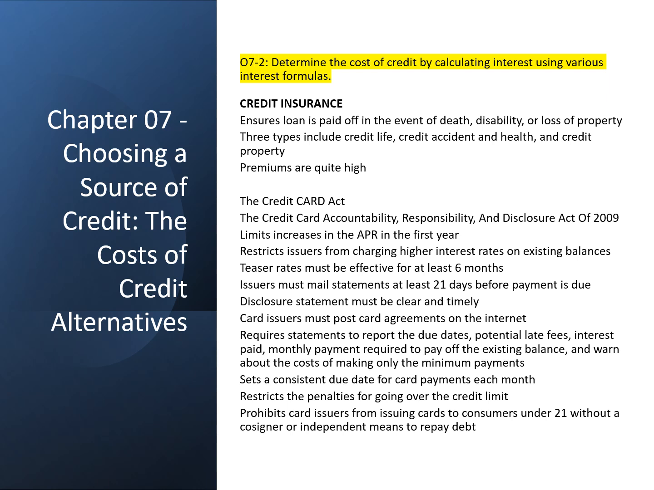So the Credit Card Act of 2009 limits the increases in APR in the first year, because they are variable. They can charge higher rates. It restricts issuers from charging higher interest rates on existing balances. So if you have an outstanding balance, you're paying that original interest that you had set up. Teaser rates must be effective for at least 6 months. So yes, you get a 0% interest, but after 6 months, it's going to go up to 19%. And these are what we mean by teaser rates.